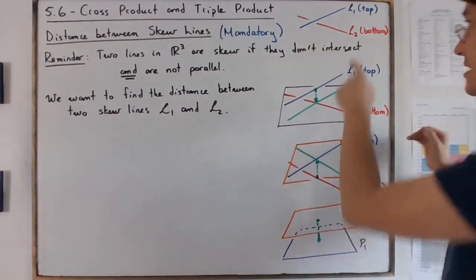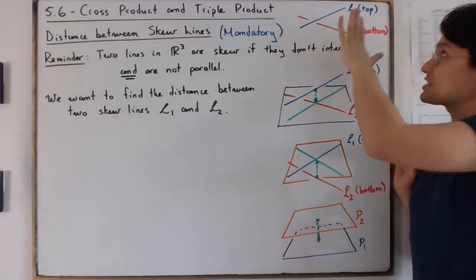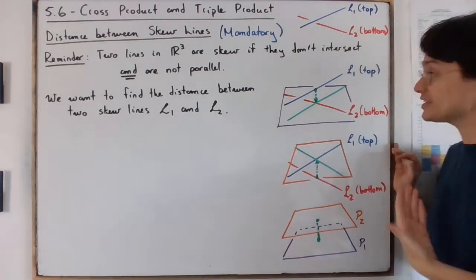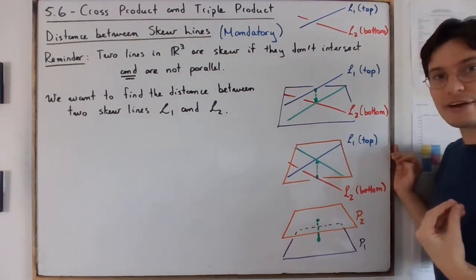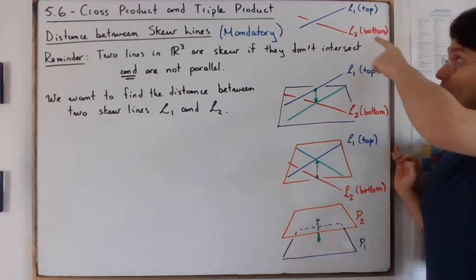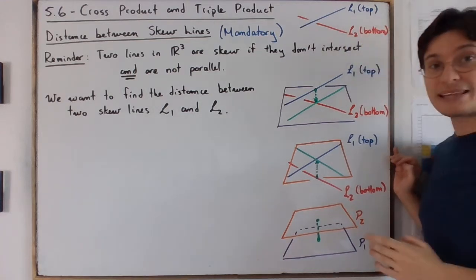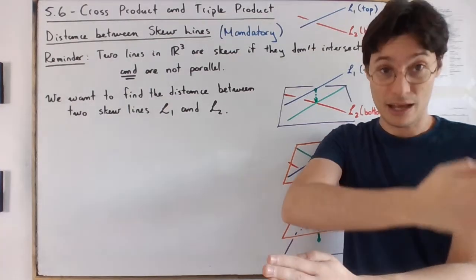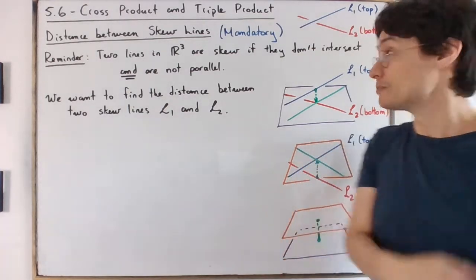Okay, so here it is. This is the picture of two skew lines where I put some words to help your imagination, but it still does require some kind of spatial understanding. I wrote here that L2 is at the bottom and L1 at the top. So you have to imagine them like this: this is L1, this is L2.